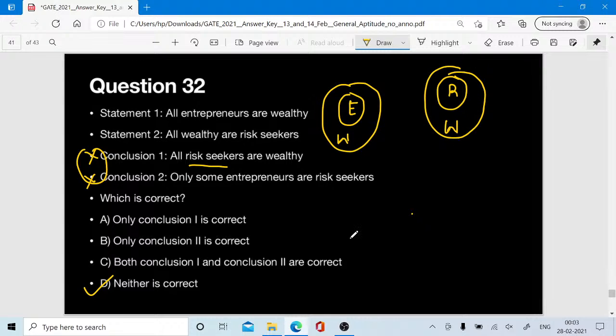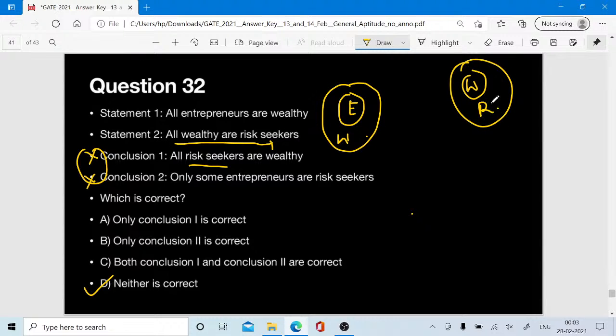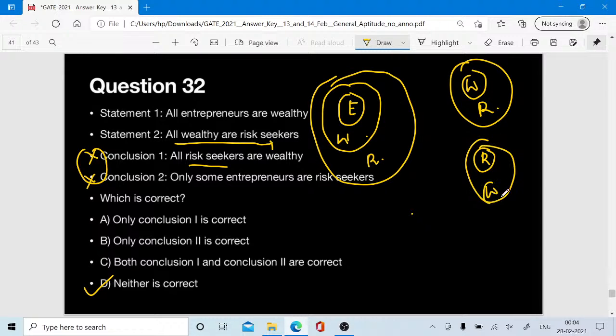Okay, combine these two. All wealthy are risk seekers. Sorry, I saw the conclusion. All wealthy are risk seekers. So all wealthy are what? Risk seekers. So the risk seekers circle becomes the bigger circle here. Does that make all risk seekers are wealthy? Is the circle like this? All risk seekers are wealthy. Is the circle like this?